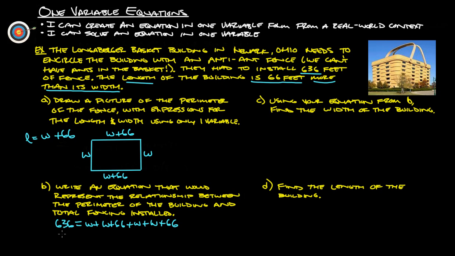Then we start simplifying. 636 equals, we have 1, 2, 3, 4 W's, and then we have 66 and 66, which is 132. So that's a 4 there. This is a nice little equation that represents the relationship between the perimeter of the building and the total fencing installed. Then we're going to go over to part C.